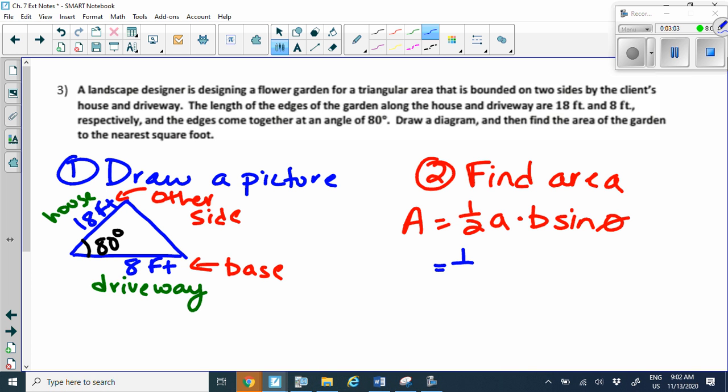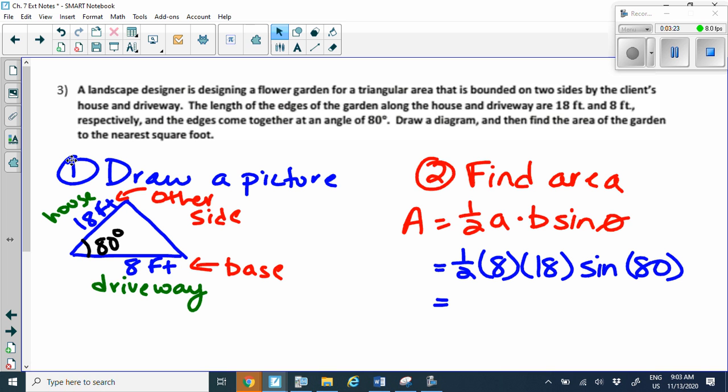So we have 1/2 times our 8. Then we have B, which is going to be 18. And then sine. So let's see, what is our angle? Well, the only angle they gave to us is the 80 degrees. So that's going to be sine of 80. Okay, so now we plug this into our calculator to get our answer. Now notice what it tells us to round to the nearest square foot. Okay, so that means we have to round to a whole number here.